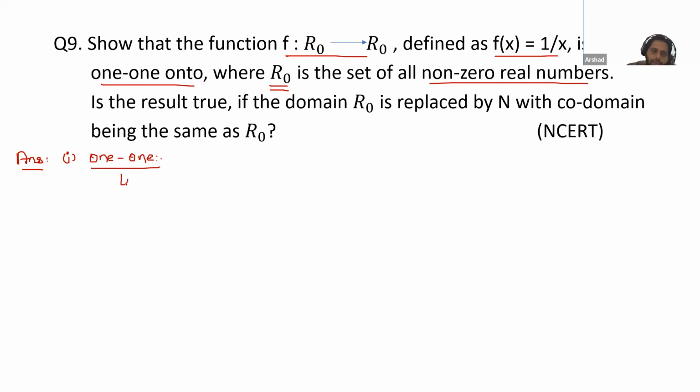So what we need to do, let x1, x2 belong to the first set. What is the first set? R naught. Domain. Let x1, x2 belong to R naught such that f(x1) is equal to f(x2).